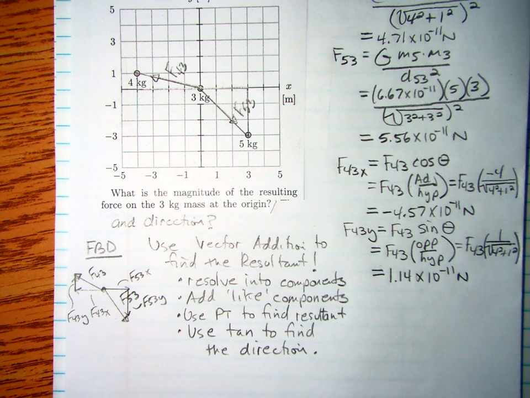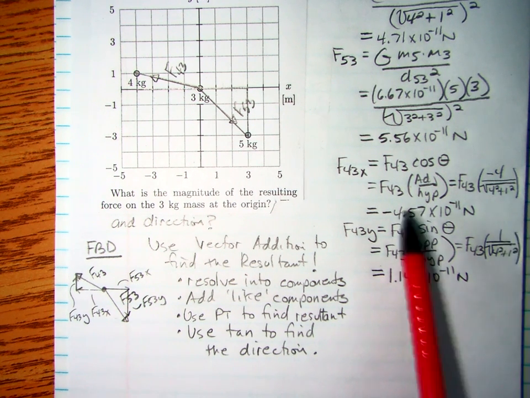What was the question? It's negative because it's going to the left. Yes. Wouldn't it be below 1 because the square root of 17 is... Say it again. It is below 1. Multiplied times F43.